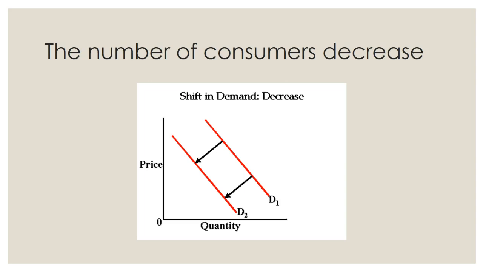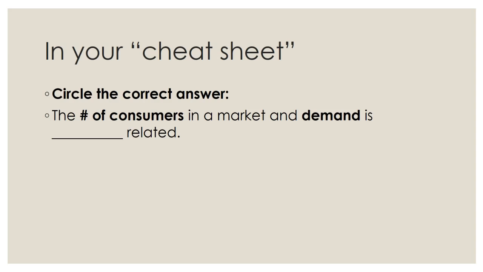Now, the only thing you need to fill out first in your cheat sheet is the relationship between the number of consumers in a market and demand. What is it? Is it inversely related or directly related? Circle the correct answer on your sheet. Hopefully you have the correct answer, and that is, since the number of consumers goes up and as a result demand goes up, that is a direct relationship, not an inverse relationship. So that's the one you should have circled.